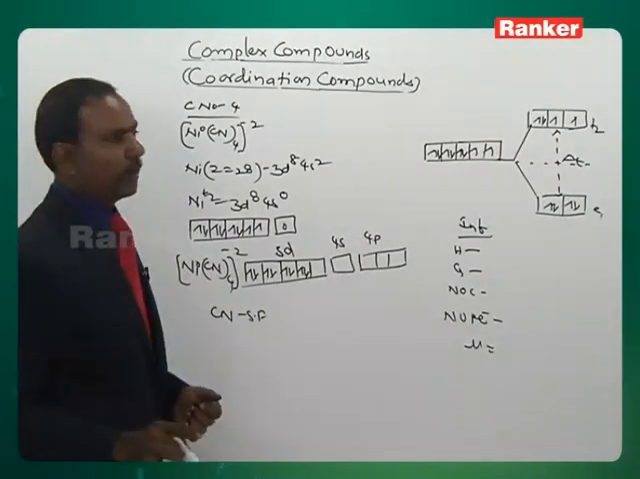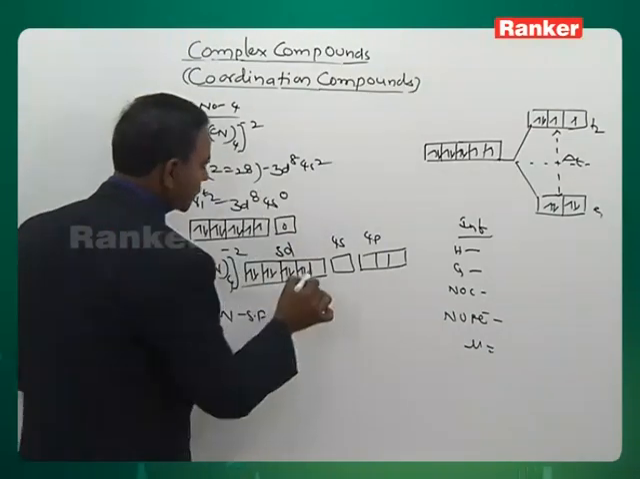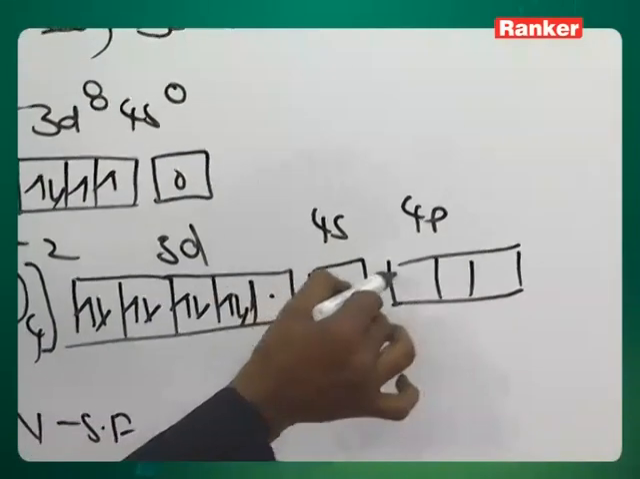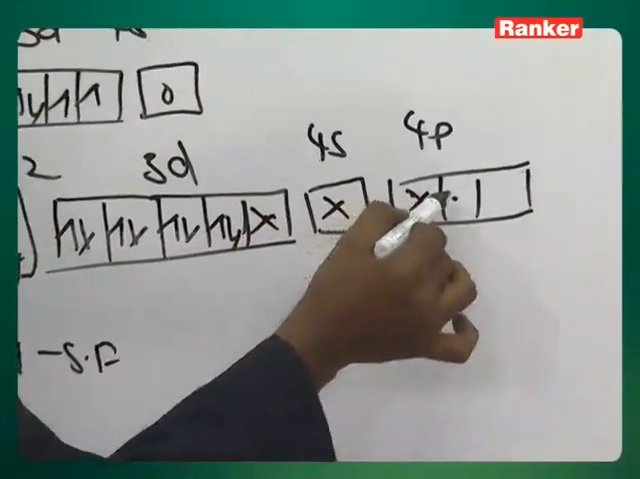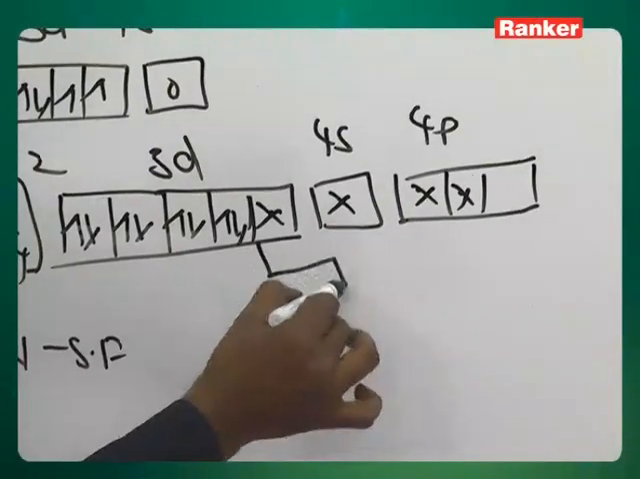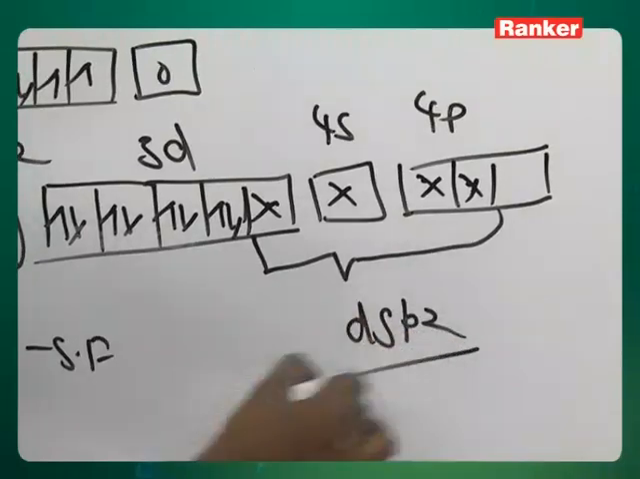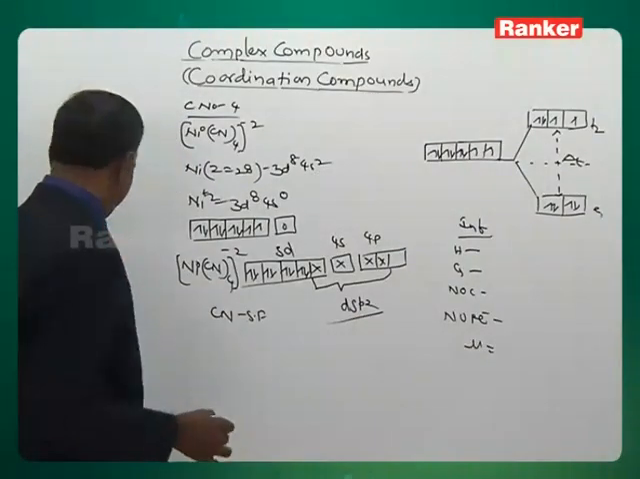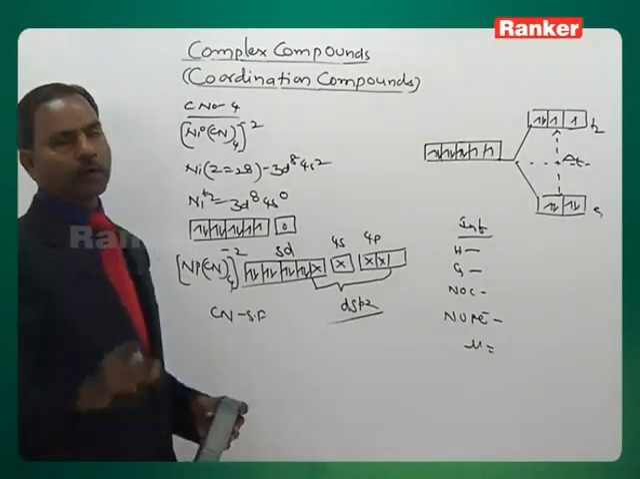One orbital is remaining vacant. But the coordination number is 4, so we require 4 orbitals: 1, 2, 3, 4. See, the hybridization we are clearly understanding. Here it is dsp2 hybridization. Next, in dsp2 hybridization, we know that it is a square planar complex.